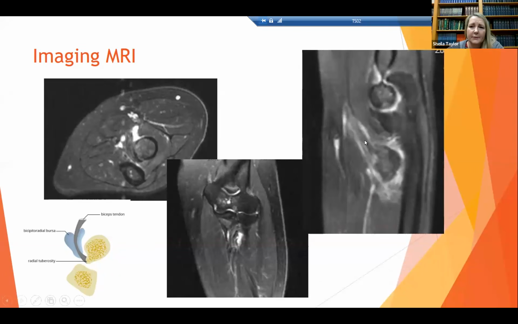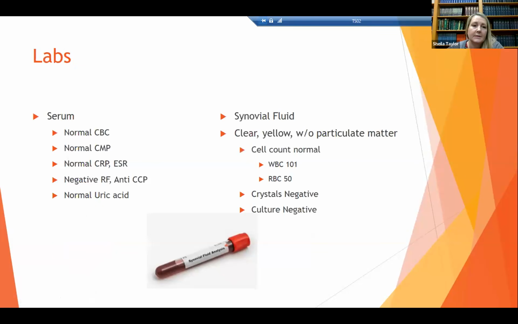And this is just another view that shows the distal biceps coming down on the radial tuberosity. We can see some tendinopathy here and a slight abnormality of the radial tuberosity. So we did do labs.